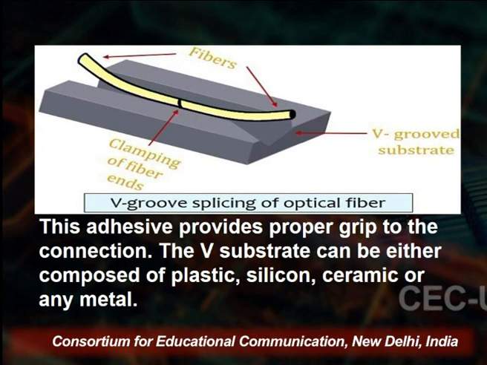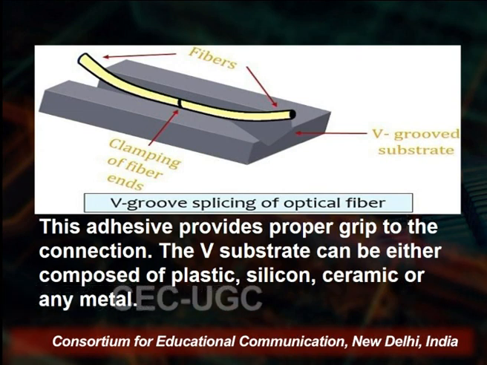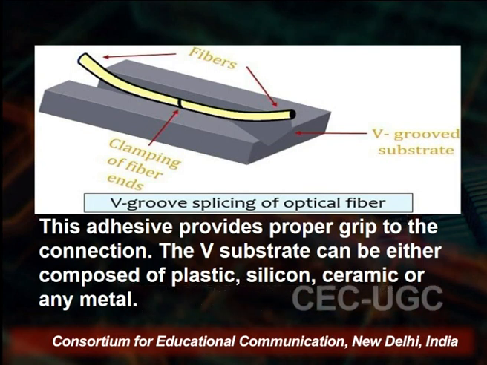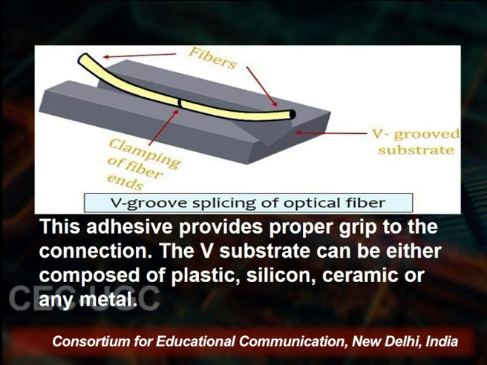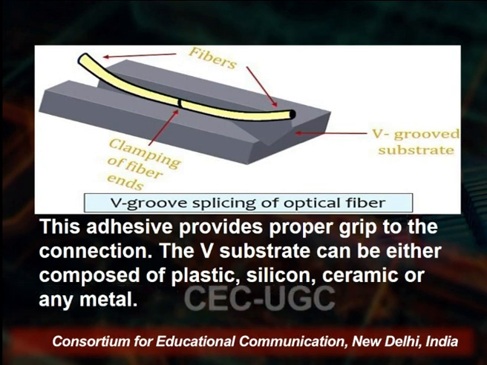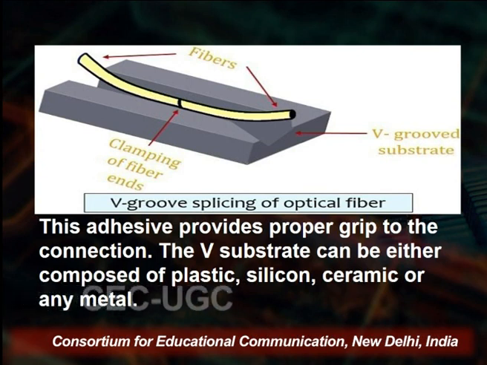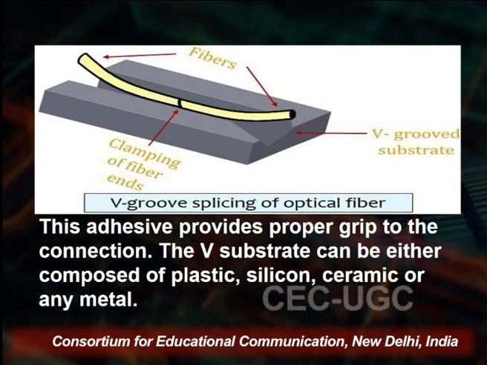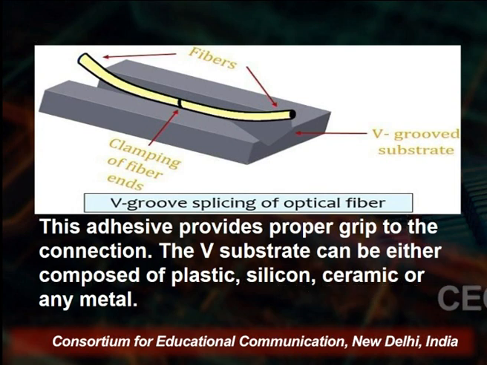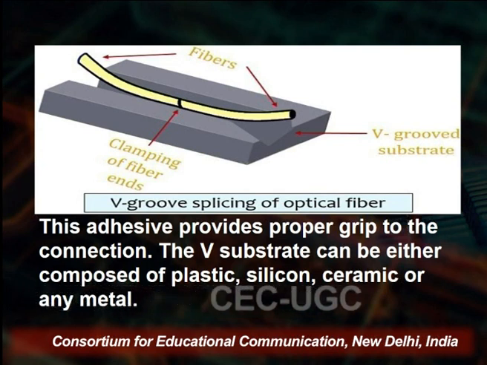Now you see here on the screen, this adhesive provides the proper grip. Now we put the fiber in the V groove type of substrate. You see the fibers in the yellow color and the V groove substrate, and there is a clamping of the fiber end. This is one form of mechanical splicing, and the adhesive we are using provides the proper grip to the connections, and the V substrate can be composed of plastic, silicon, ceramic or any other metal that will hold the fibers.